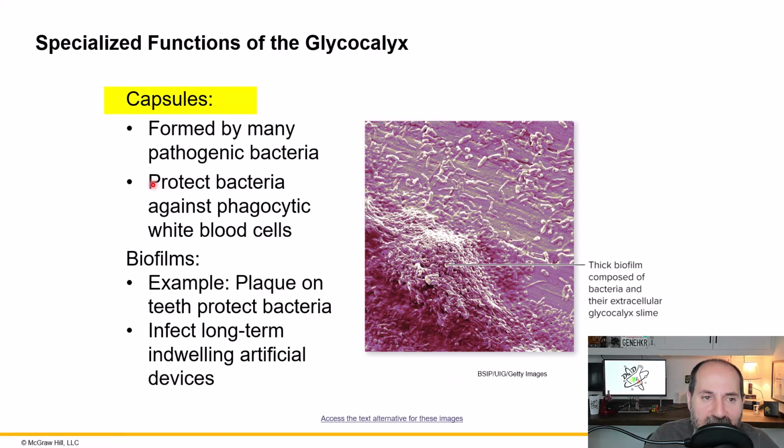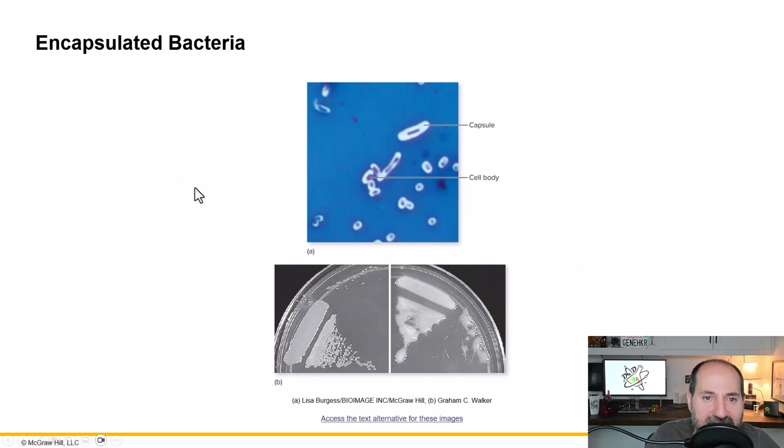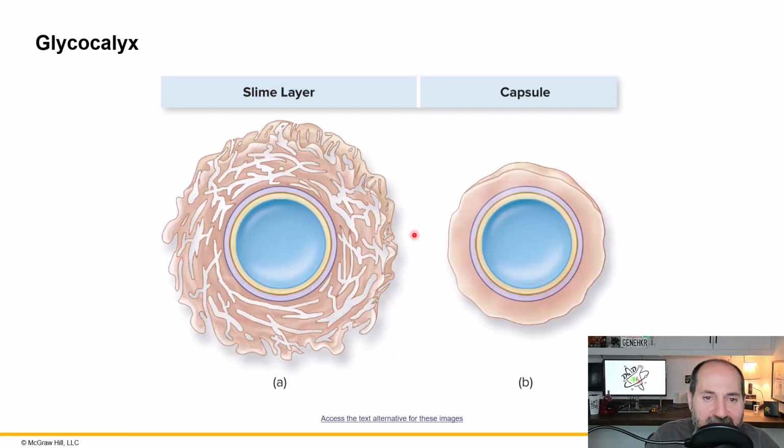Capsules. Remember, pathogenic bacteria tend to form capsules, and these protect the bacteria against your immune system. They protect against phagocytic white blood cells of your immune system. And we talked about how slime layers aid in attachment as well as resisting drying out.